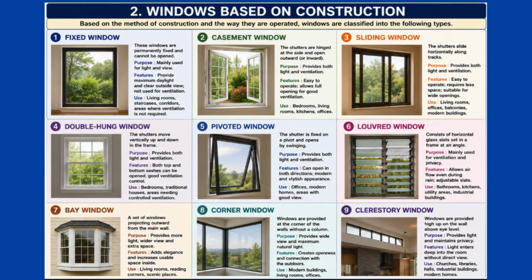Windows based on construction. Windows can be classified according to the way they are constructed and how their shutters or sashes operate. Different constructions are selected depending on the amount of light, ventilation, available space, and architectural style required in a building. 1. Fixed window. A fixed window is permanently fixed in the wall and cannot be opened. It is mainly used where natural light and an outside view are required, but ventilation is not necessary.